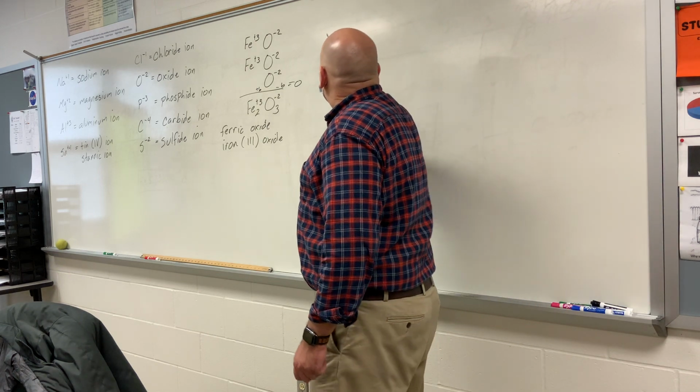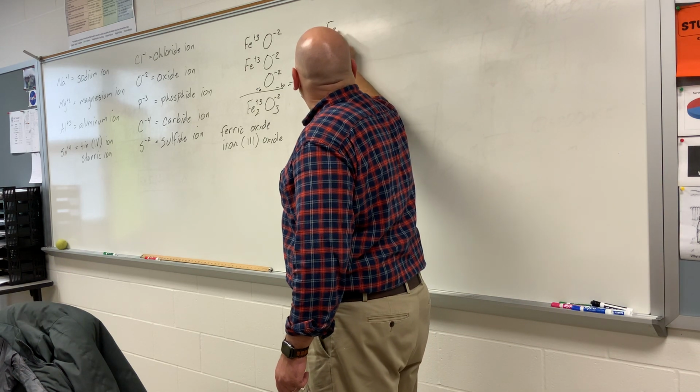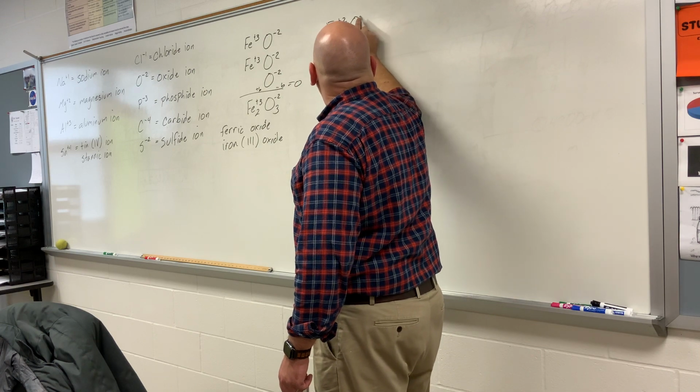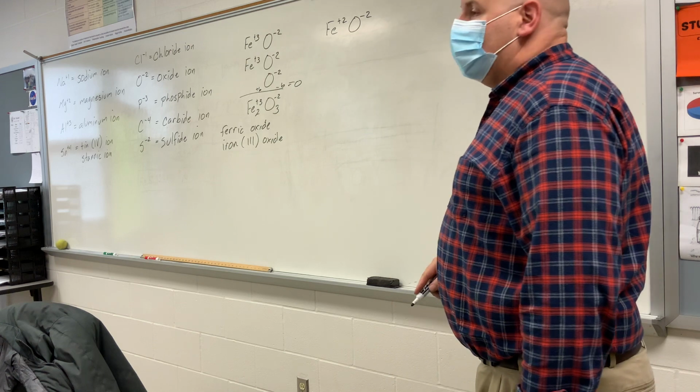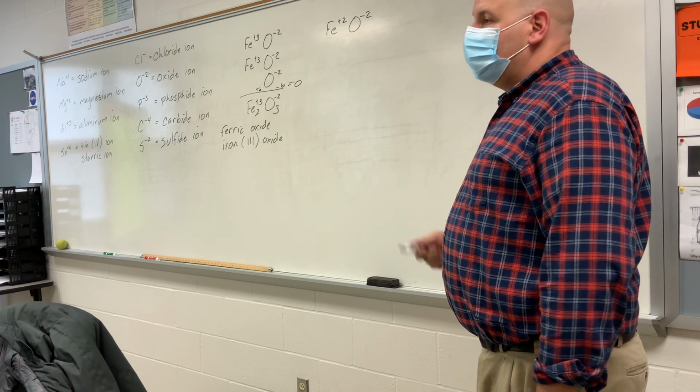Now, let's try another one that's similar to that one. If I have Fe positive 2, O negative 2, it's good. What did I do to balance it? You don't have to do anything. It's already balanced.